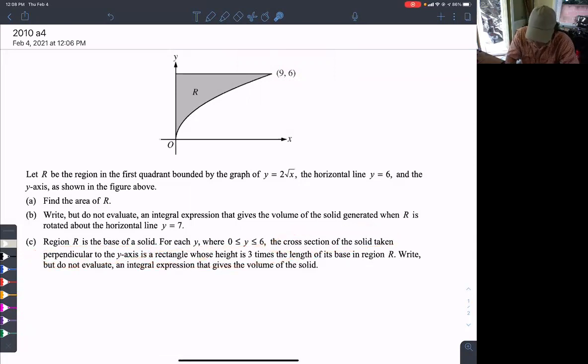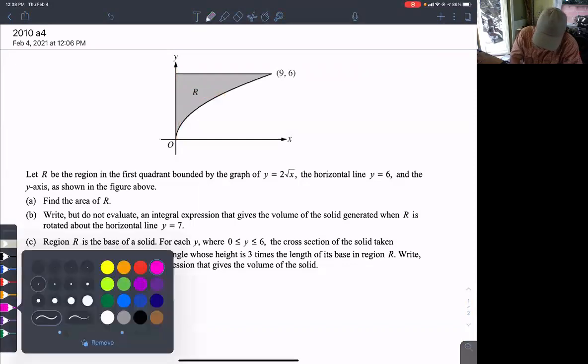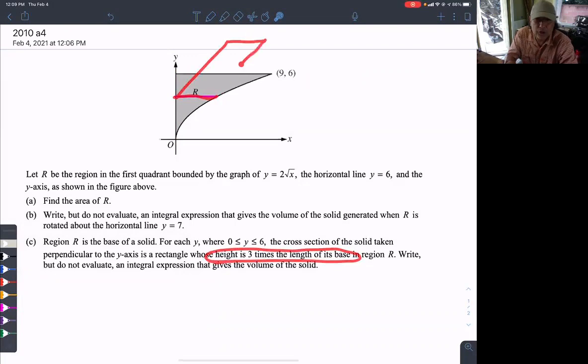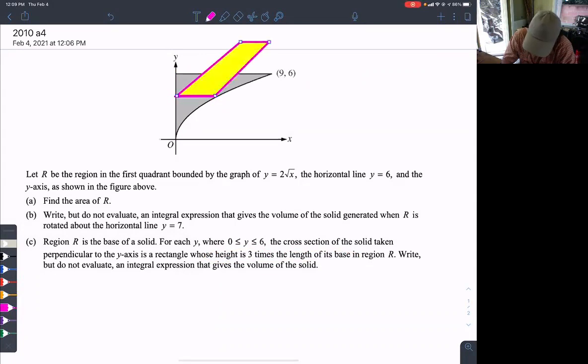So here's the y-axis, perpendicular is this way. So we know the bases of our rectangles go this way. Let me draw one in there for you. That's the base of our rectangle. Now, what's that rectangle going to look like? When this says the height is 3 times the base, you take this, multiply it by 3, and that's going to be your height. It's going to be like a tall rectangle. So let me draw a tall rectangle, where that's 3 times.